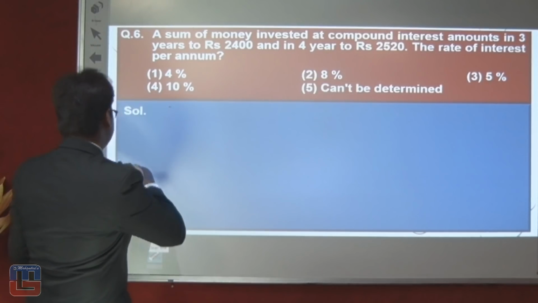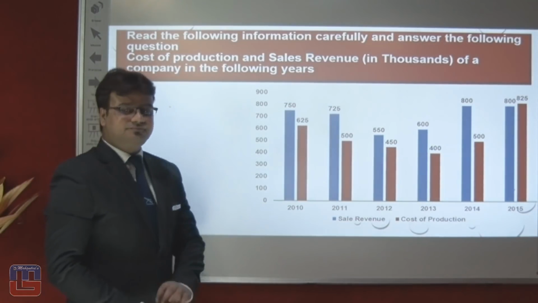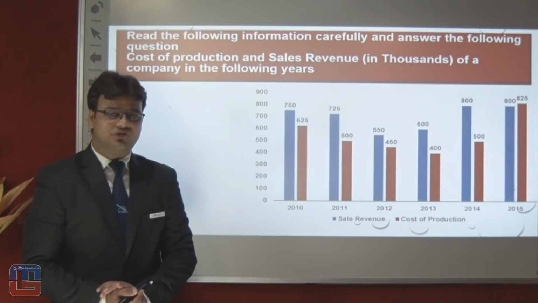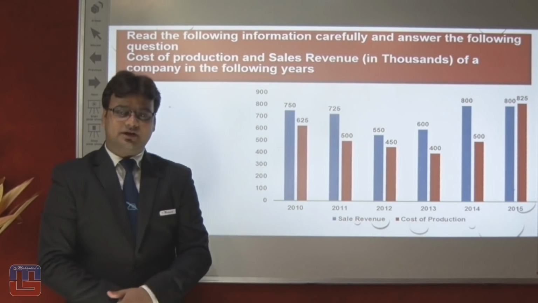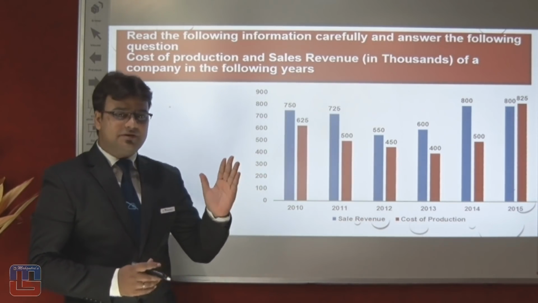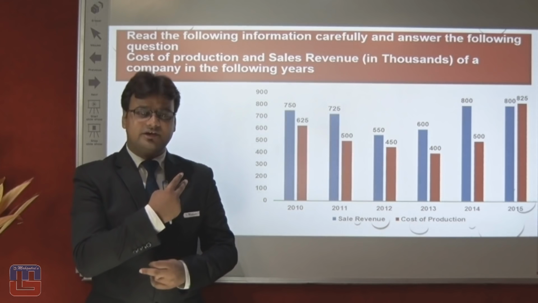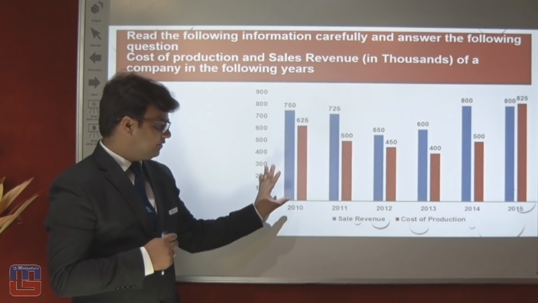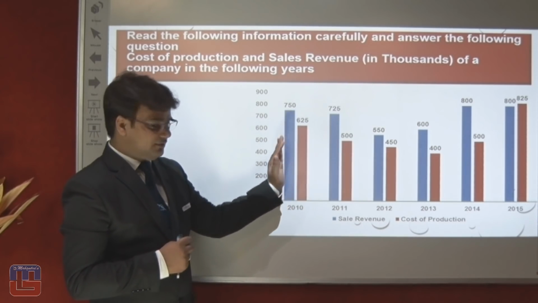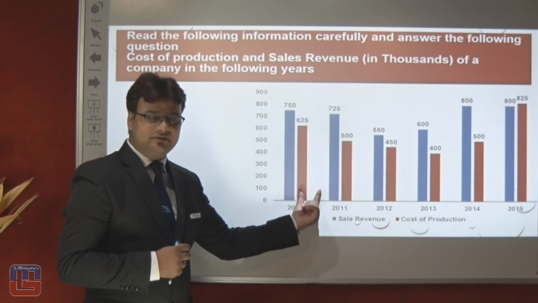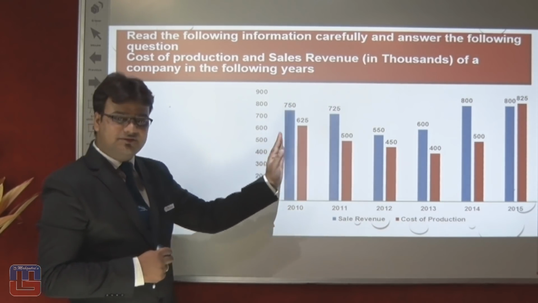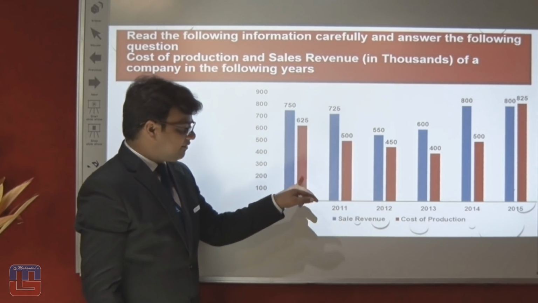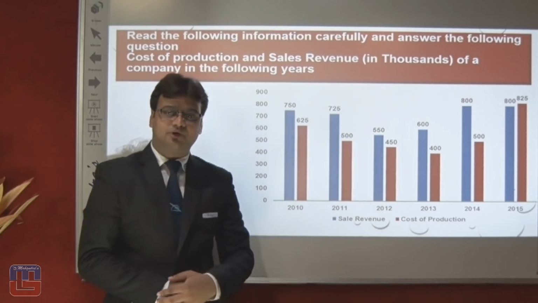What is our next question? This question is based on data interpretation. Three DI sets come; two DIs were already discussed, and this is the last DI. It is based on a table: the first column shows the sales revenue, and the next column shows the cost of production.